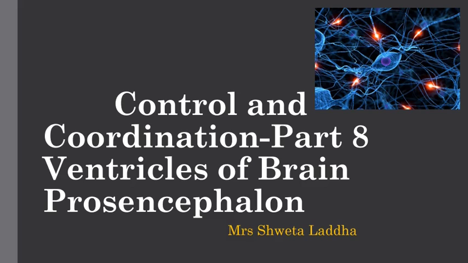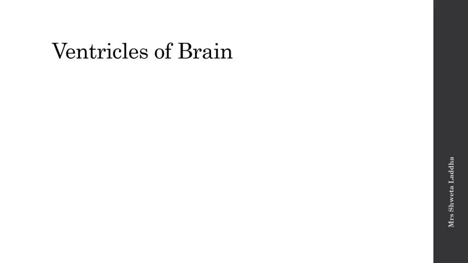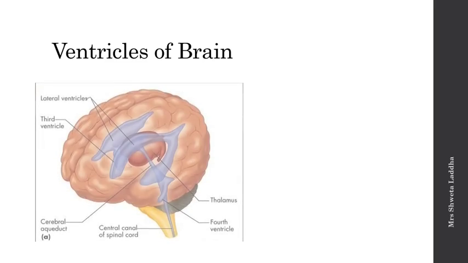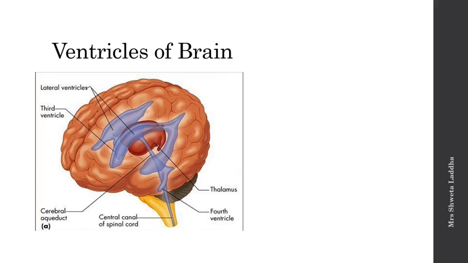Hello students, let us start with part 8 of the control and coordination chapter, and today we will discuss the ventricles of the brain and prosencephalon. Ventricles of the brain. The brain is a hollow organ, it is not solid, and the cavities that are present in the brain are called ventricles.